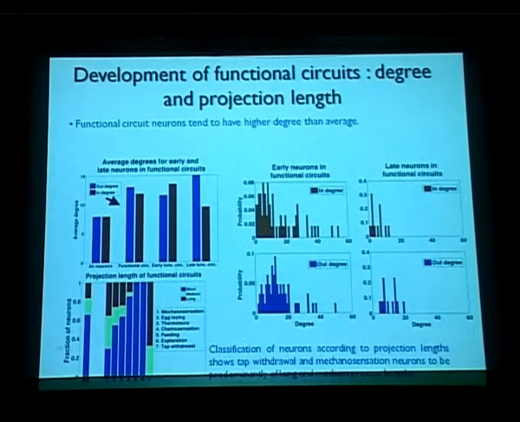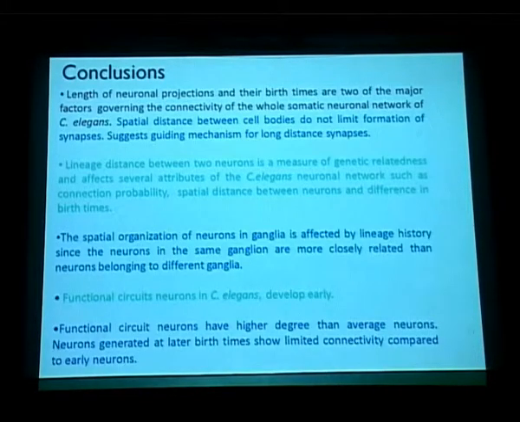So, therefore, functional circuit neurons tend to have a higher degree than average, and late neurons have much lower maximum degree than early neurons. So, to summarize what this analysis showed, even by looking at the developmental constraints, we can tease out circumstances which probably define why the C. elegans nervous system structure developed as it is.